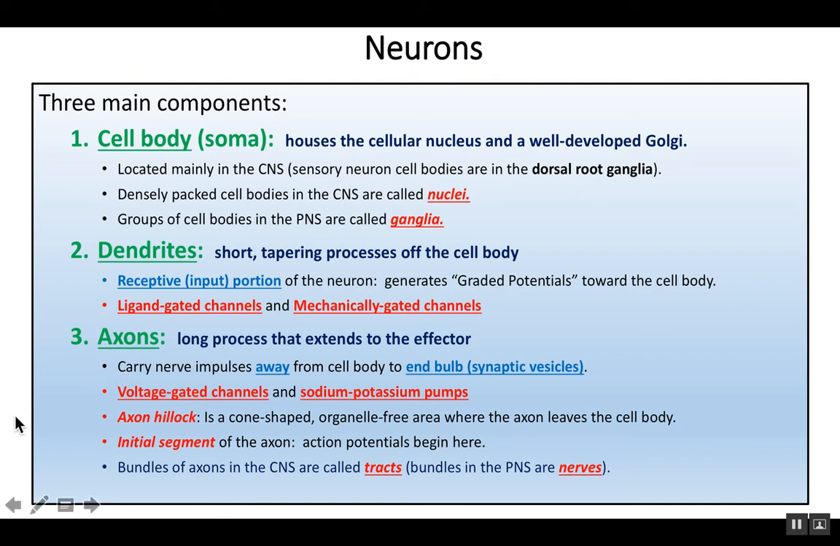Whenever you have a lot of axons bundled together in the CNS, we call it a tract. When it's in the PNS, we call it a nerve. I know we've heard of nerves before, but a nerve is just a bundle of many axons. So there's a lot of neurons that are found in a single nerve. Tracts are kind of like nerves in your brain and spinal cord. They're just a bundle of neurons all going to a similar or same location. So these are all parts of that typical neuron.